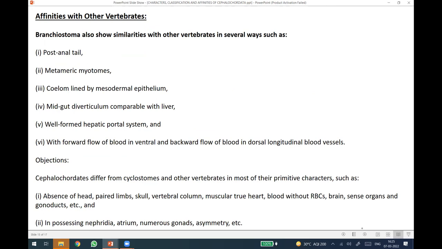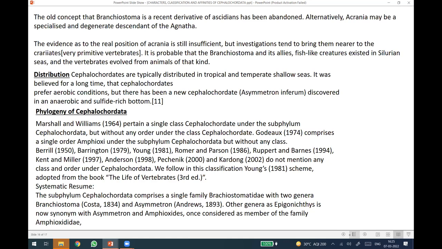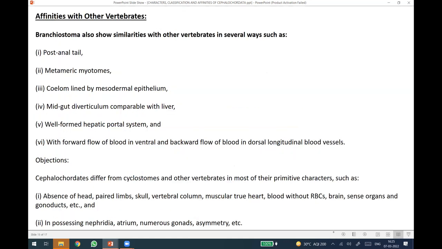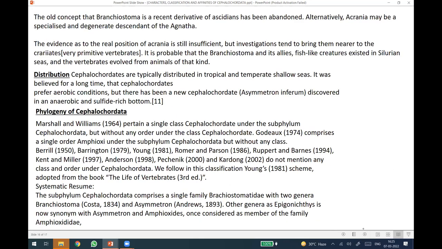And now, last but not the least, there are serious objections to putting them with the vertebrates: absence of head, paired limbs, skull, vertebral column, muscular true heart, blood without RBCs, brain; sense organs and gonoducts are of completely different type. In possessing nephridia, atrium, numerous gonads, asymmetry. So these are the serious dissimilarities.